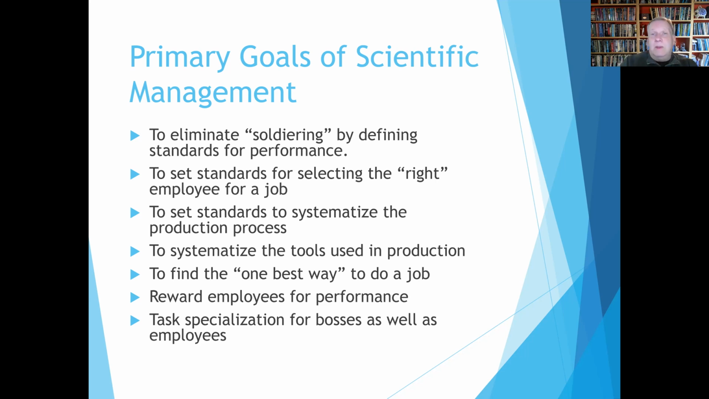We not only have to systematize the process, we have to systematize the tools that are used by employees in doing their daily jobs. Essentially, what we are doing is looking for the one best way to do a job. If we can identify the one best way to do a job, the most efficient way of getting that job done, then teach that one best way of doing the job to all of our employees, we will be efficient and effective as an organization. When employees do their job in that one best way, when they follow orders and do the job the way they're supposed to do it, they should be compensated.